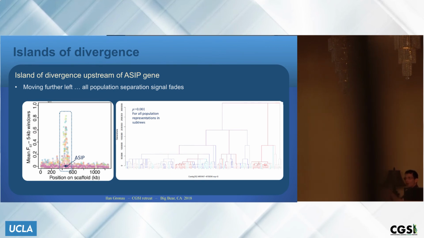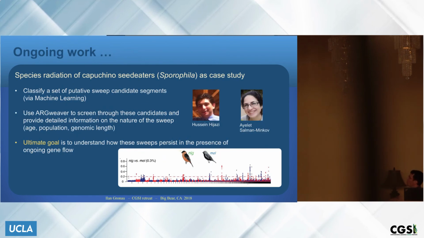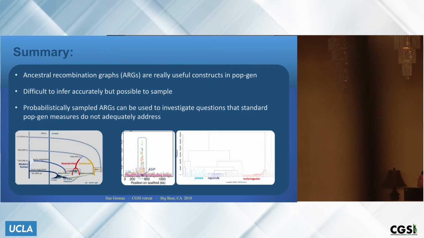So looking at the ARG along this region gives you a lot of rich information. And that's pretty much where we are now. We're trying to use these ARGs to create a richer picture of how these species diverge as you move along the genome. So this is Ayala. She's a postdoc in my lab doing the work with the ARGs. And Hussein, he's a grad student with Adam Siepel, is also using machine learning models to examine sweeps along these genomes.